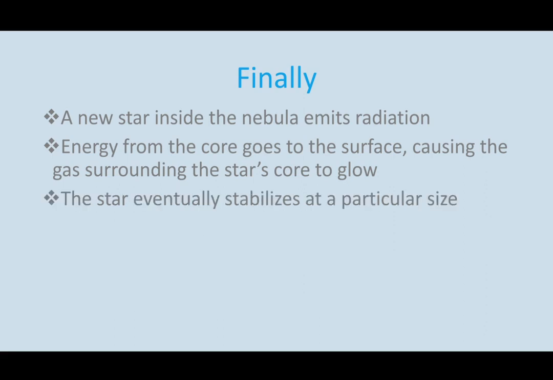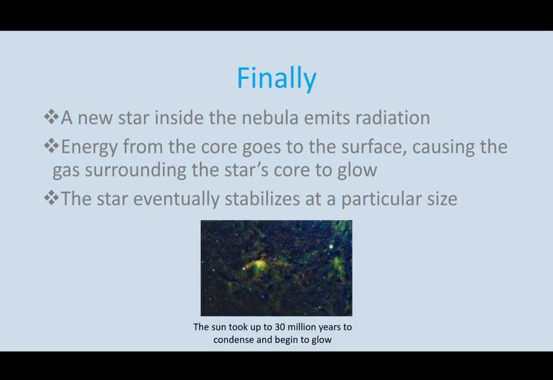And then the star eventually stabilizes at a particular size. Not all stars are going to be the same. You may have some larger, some smaller, but they're going to stabilize at a certain size. If you think about the sun, it took about 30 million years, they believe, to condense and then finally begin to glow. So it's not an instantaneous thing, like a snap of your fingers. It does take a lot of time.